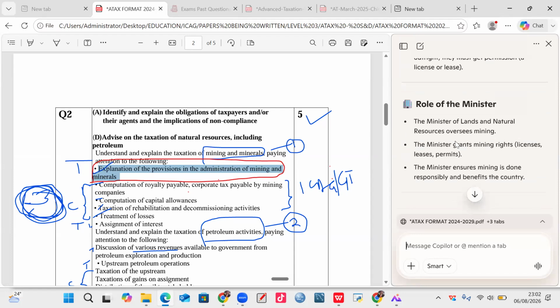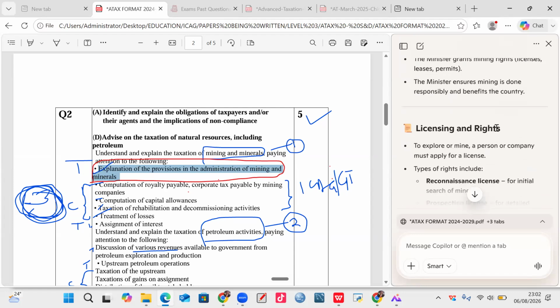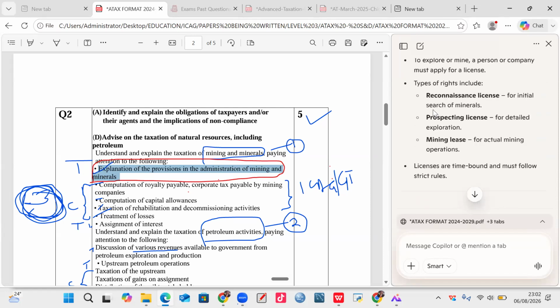The role of the minister. Okay. So how is mining administered? What are the licensing and the rights? Reconnaissance license, prospecting license, which was the one given to Chemawuntumi, for detailed exploration, and the mining lease for actual mining. So he was given a prospecting license by the Minerals Commission, and because of, let's say, political reasons, he went to do actual mining. I get it. Reconnaissance is for the initial search of the minerals, prospecting is for detailed exploration, not mining. Then he contravened his rights and limitations and went for actual mining operations.